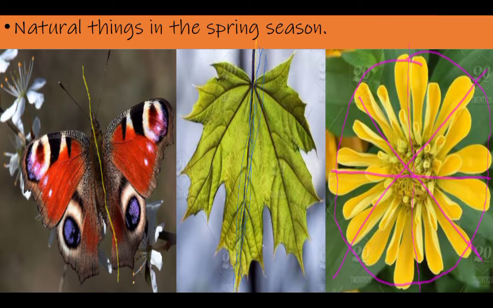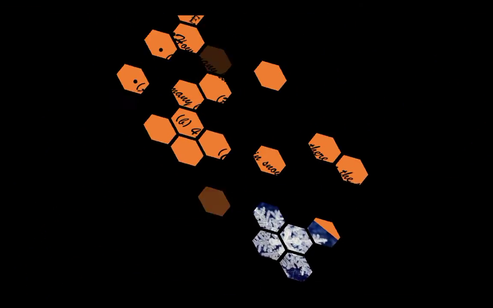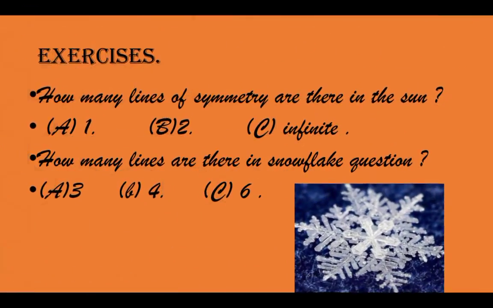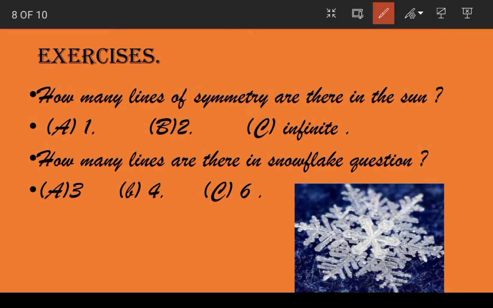Okay, so let us begin with some questions or exercises. Our first question is, how many lines of symmetry are there in the sun? Yeah, just see it. It has come. Okay, so let us change the color. We know that. Let us draw the sun first.